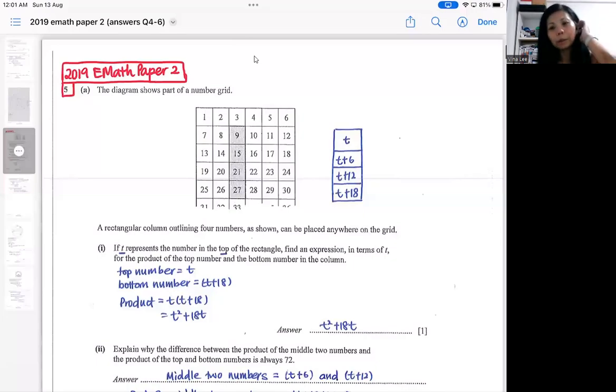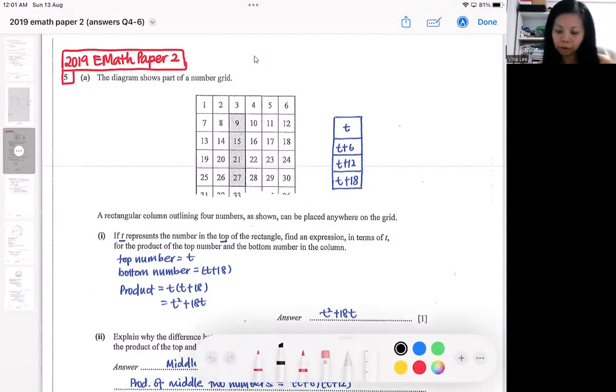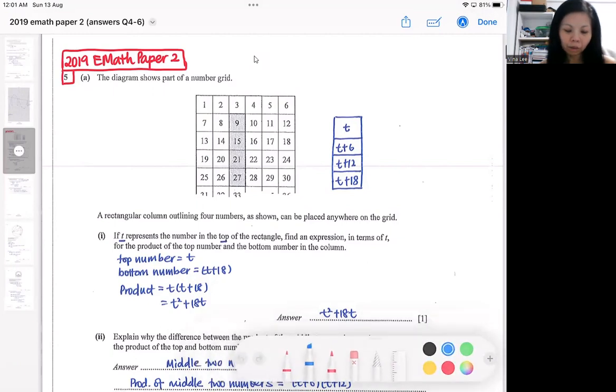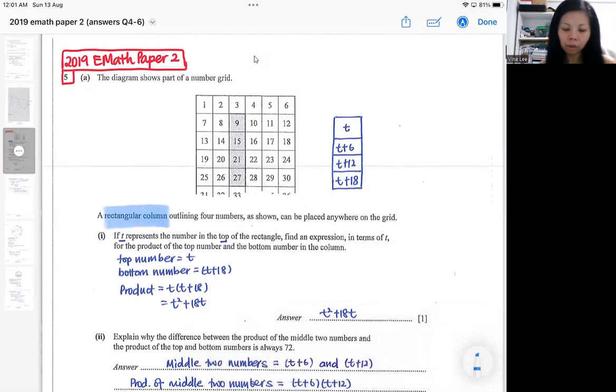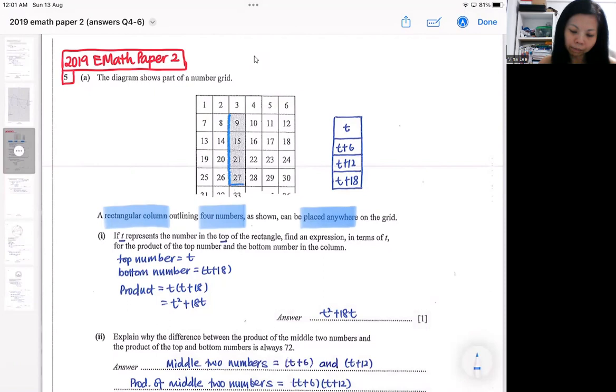Okay, this question, some students will get very stuck if they don't understand what they are trying to tell you. It looks quite plain, but you will have to read super carefully. For example, I'm going to highlight this statement first. There's a rectangular column, and the rectangular column will outline 4 numbers. They gave you a sample, and the keyword is it can be placed anywhere on the grid. So they show you a sample here of how a rectangular column looks.